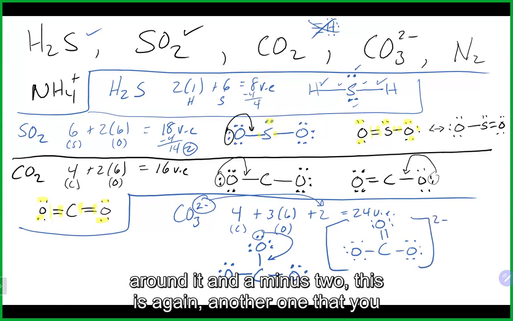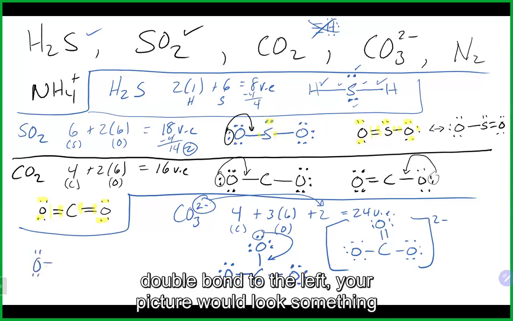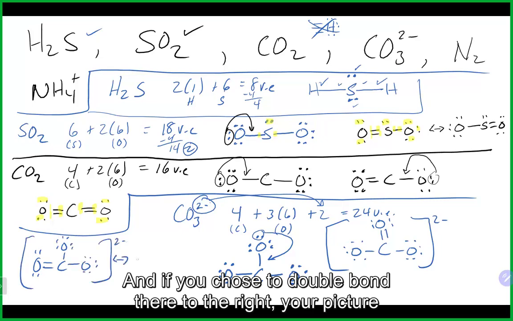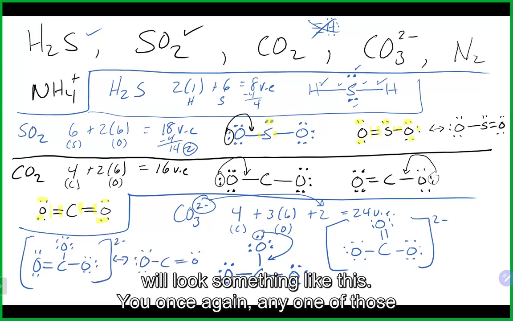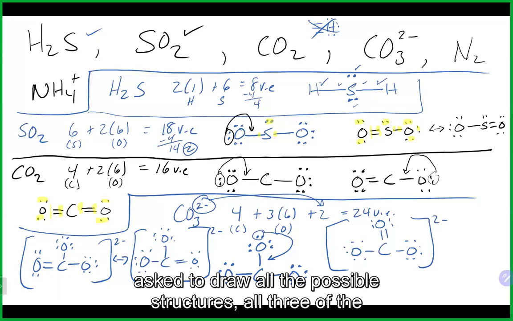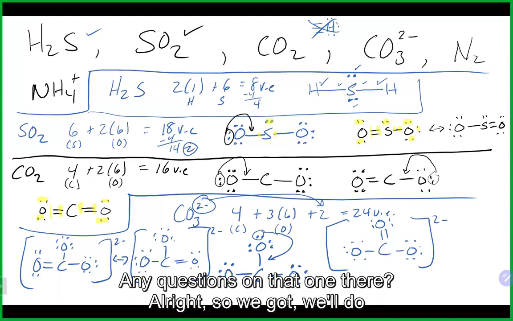This is again another one where you could have done a resonance structure by just double bonding at any of the oxygens that you chose. So again, if you chose to double bond to the left, your picture would look something like this. And if you chose to double bond there to the right, your picture will look something like this. Once again, any one of those 3 pictures is perfectly good. And again, if you were asked to draw all of the possible structures, all 3 of the pictures is what you would want to draw in that particular case. Any questions on that one there?